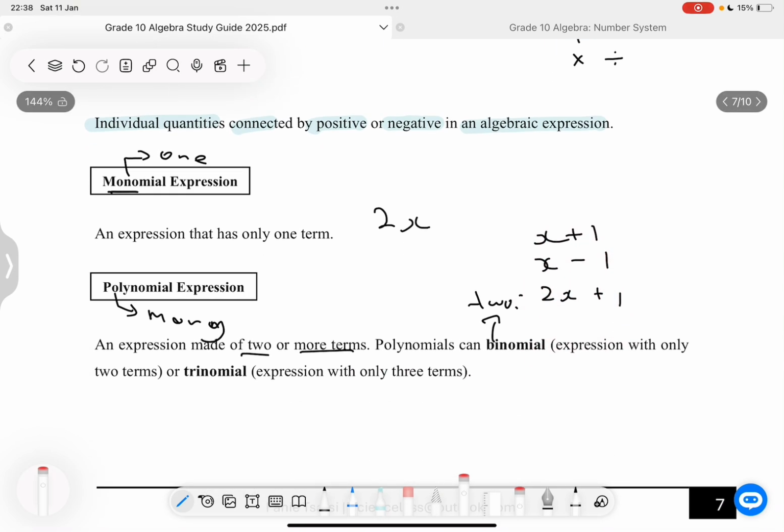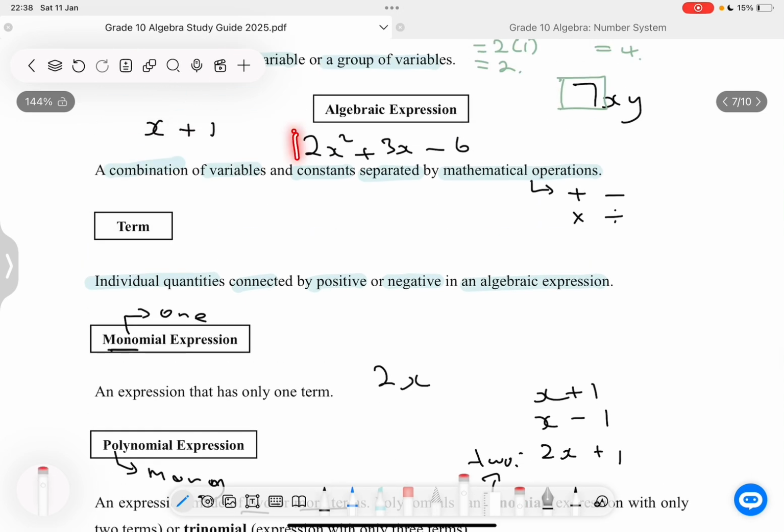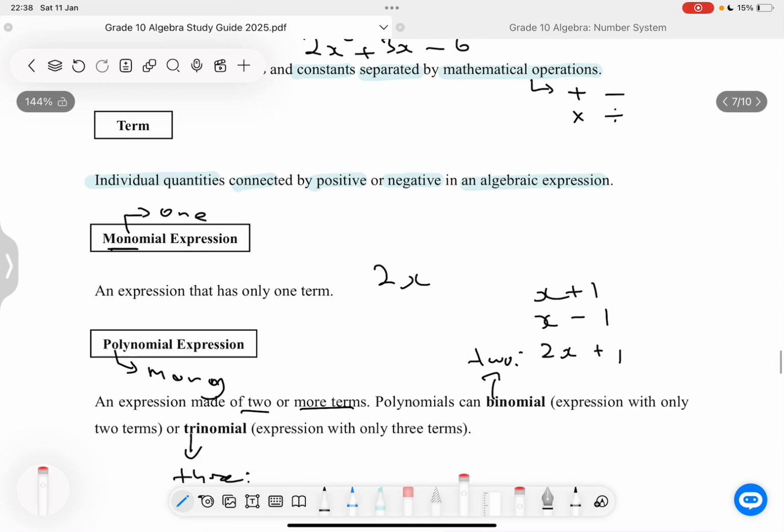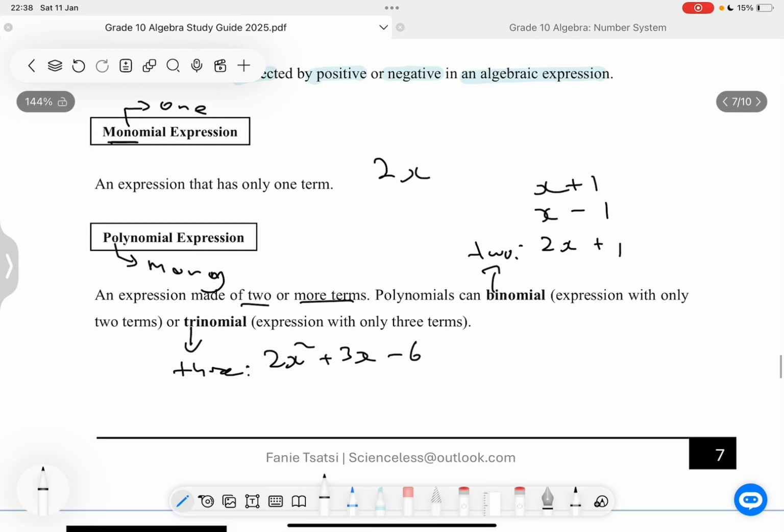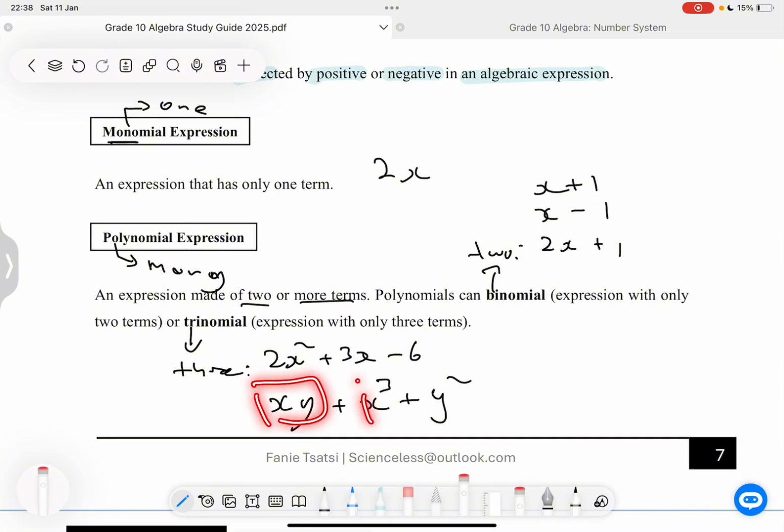There is also what we call a trinomial. The tri means 3. So this means that the expression that we studied here is a trinomial because it has 3 terms. So if I have 2x squared plus 3x minus 6, that's a trinomial. There are many other trinomials that we can have. We can have xy plus x to the power 3 plus maybe y squared, right? I'm just creating one off the top of my head. Because I have 3 terms here, we call this a trinomial.